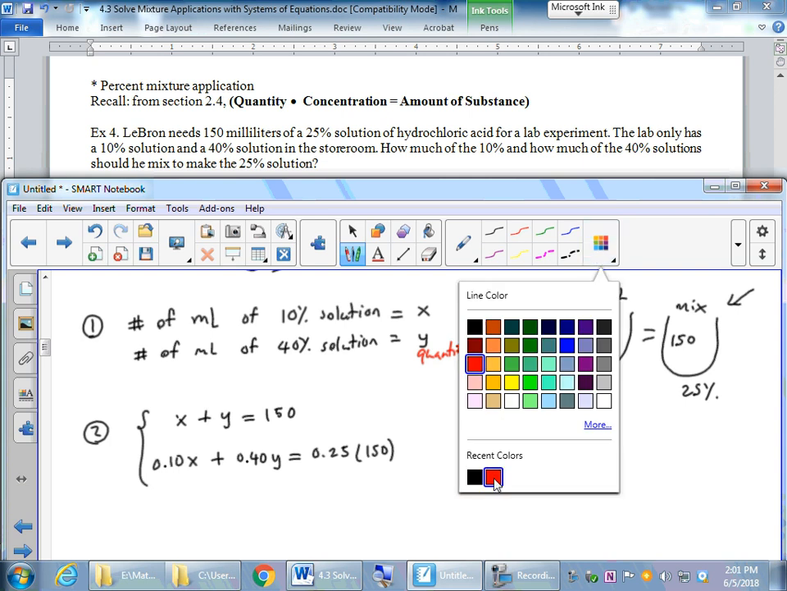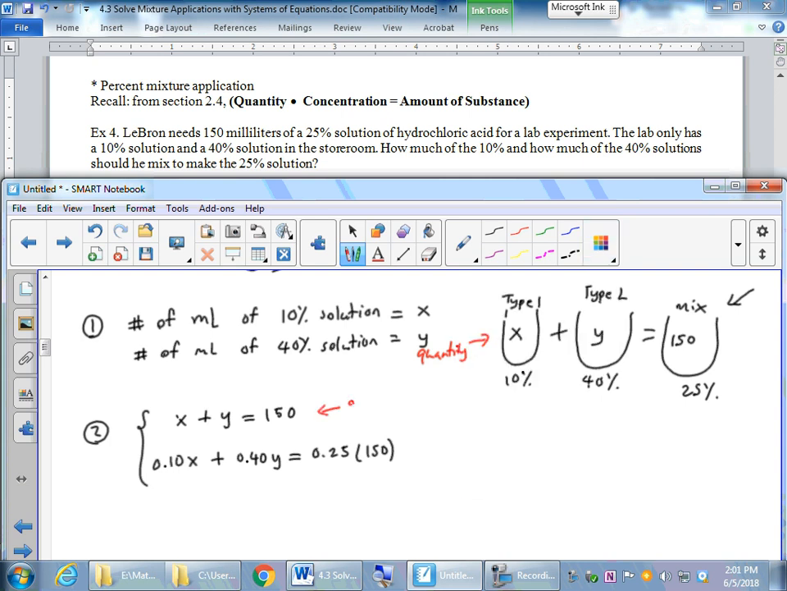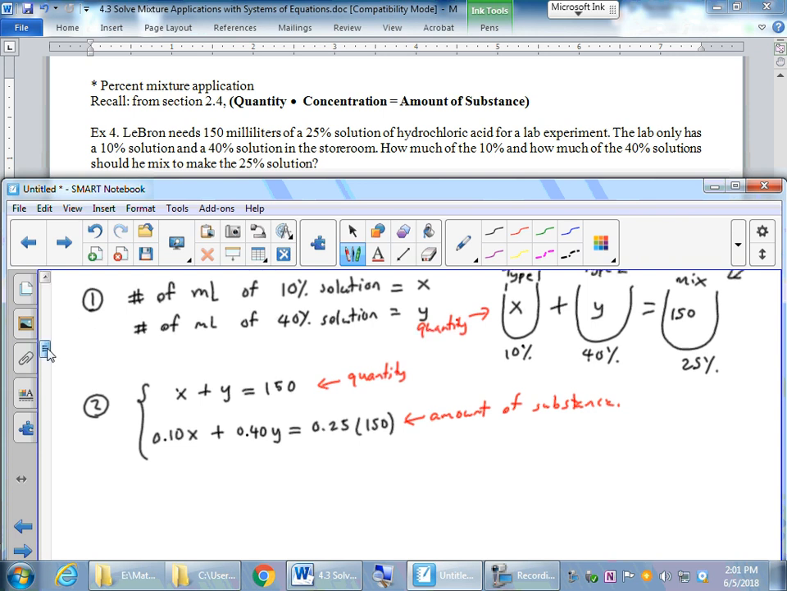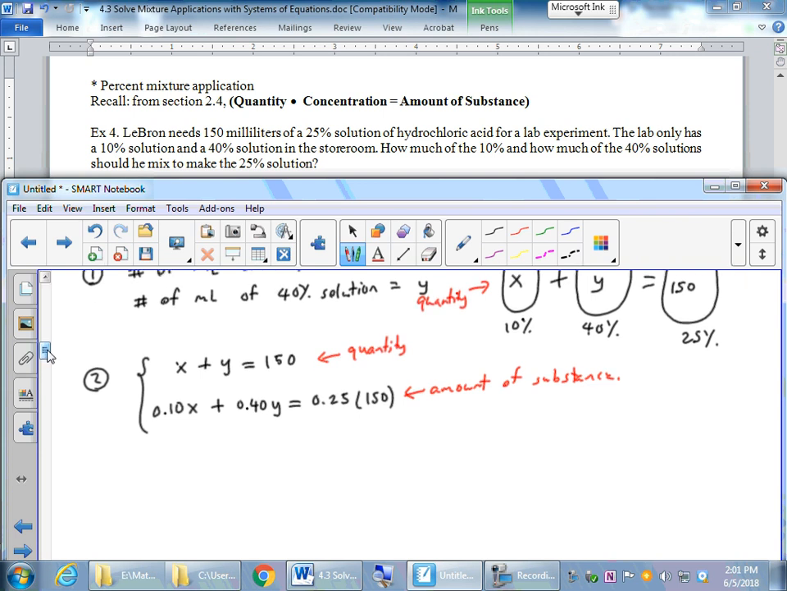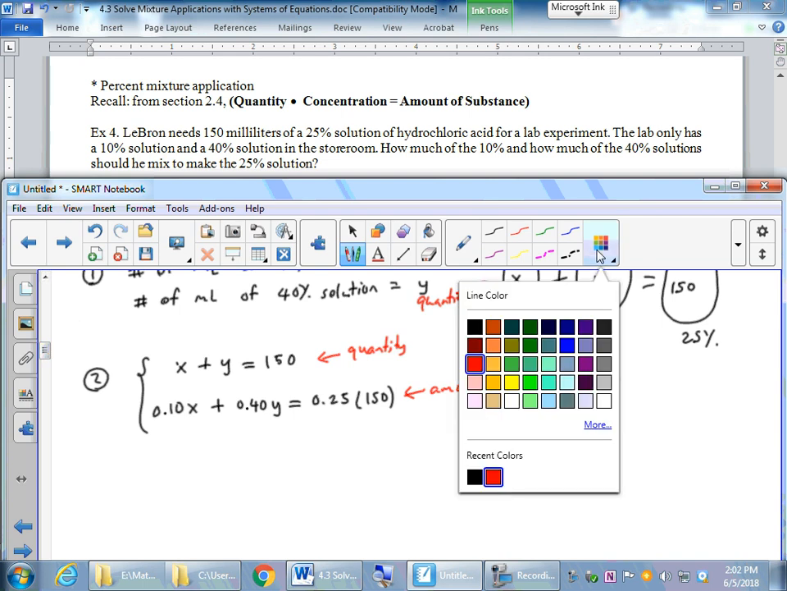That is the amount of substance. So we are setting up on two different things, right? One is the quantity, and one is the amount of substance. So it's very similar to what we did before, but just in two variables this time. So finally, I can continue solving these equations. Substitution, elimination doesn't really matter.